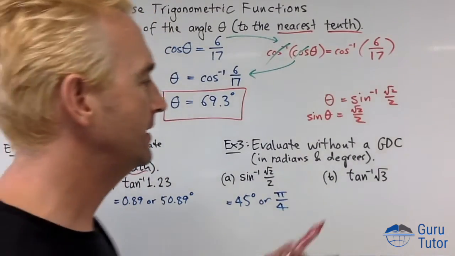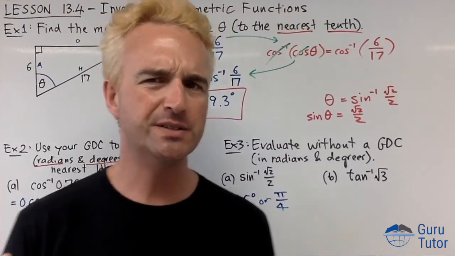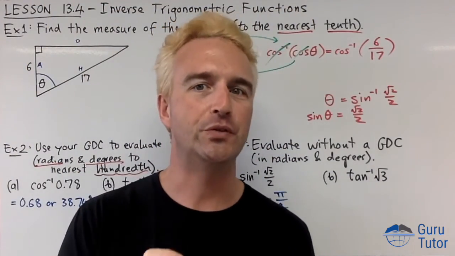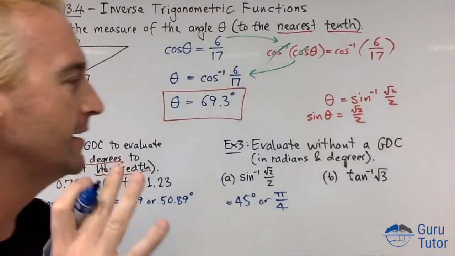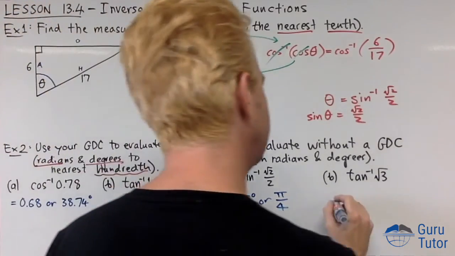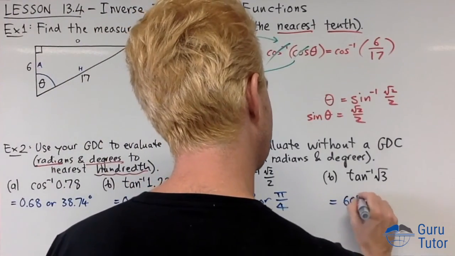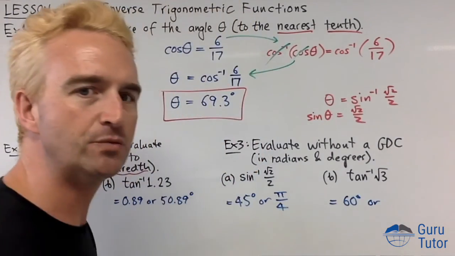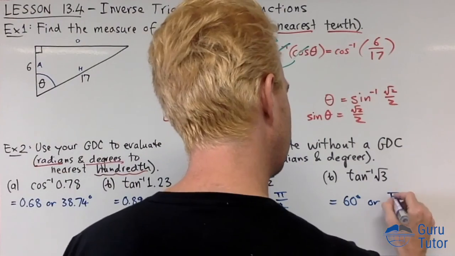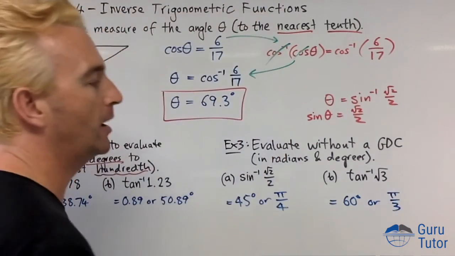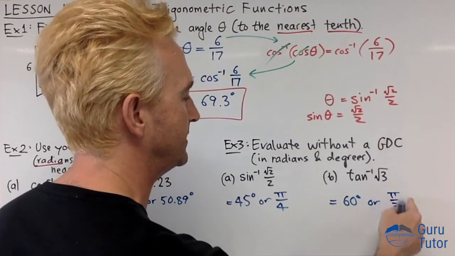Okay, and another one. Inverse tan of root 3. So the question's saying tan what is root 3? So you've got to go back to your triangles. Tan what is root 3? The answer is tan 60 is root 3. Okay, and what's 60 degrees in radians? That is pi over 3. Okay, remember pi is 180, so 60 is going to be that divided by 3.